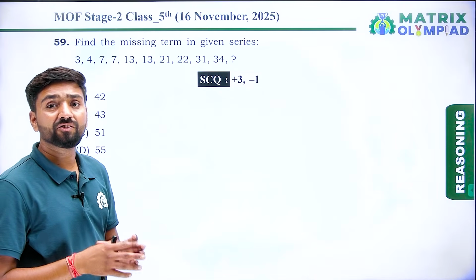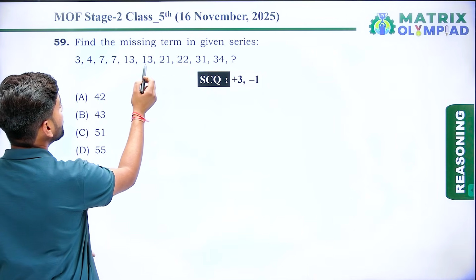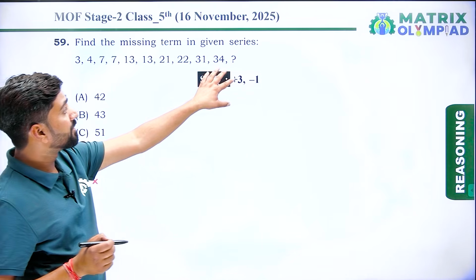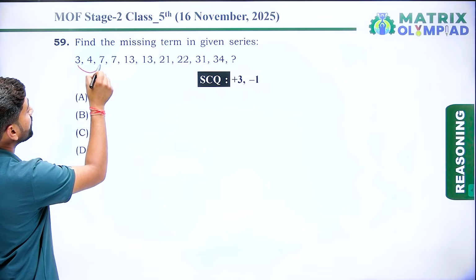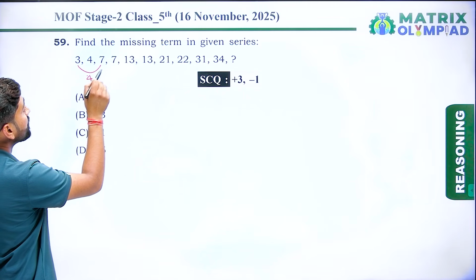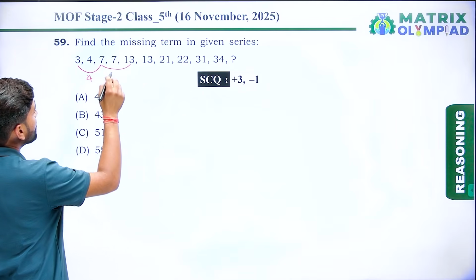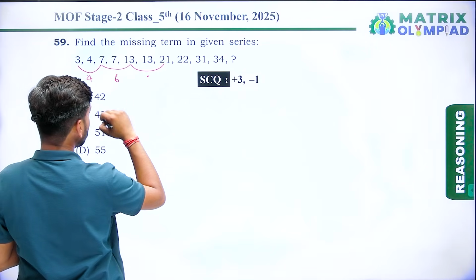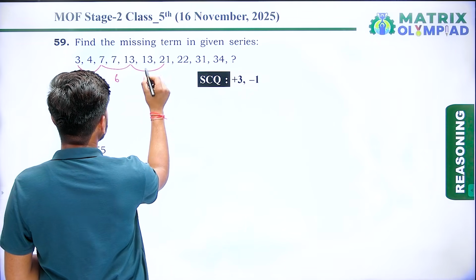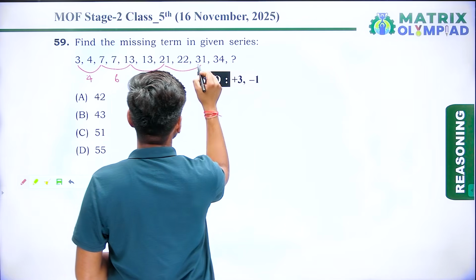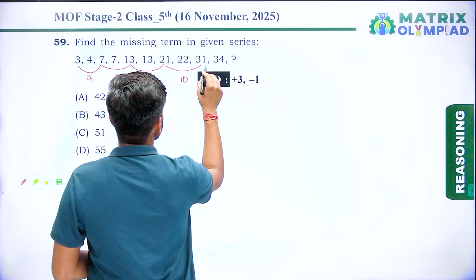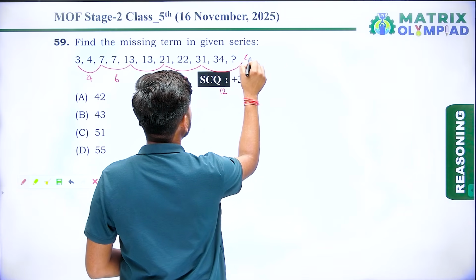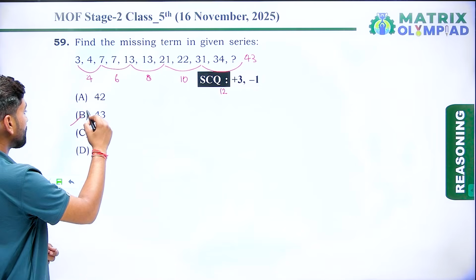In this question we are given a number series. The series is 3, 4, 7, 13, 13, 21. If we check, this is a twin series and we have to find the missing term in the given series. If we check the first term with the third term, the difference is 4. The difference between the third term and the fifth term is 6. The difference between 13 and 21 is 8, and the difference between 21 and 31 is 10. So the next difference will be 12. If we add 12 to 31, we get 43. So option number B is the right answer of this question.